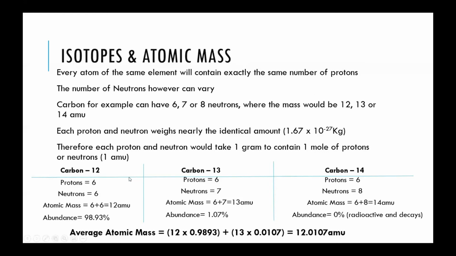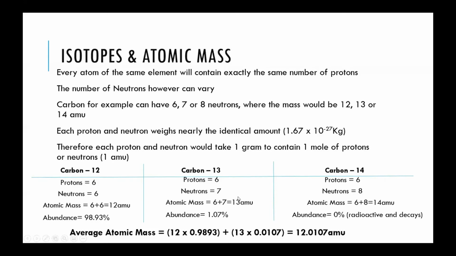of the others. To calculate an average atomic mass, you need the atomic mass of the individual isotope and its relative abundance. So you're taking these and multiplying them together and adding them up. In the case of carbon 12, it weighs 12 atomic mass units, and 98.93% of all carbon is carbon 12. So you multiply 12 by 98.93%.